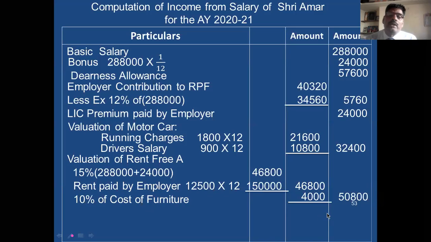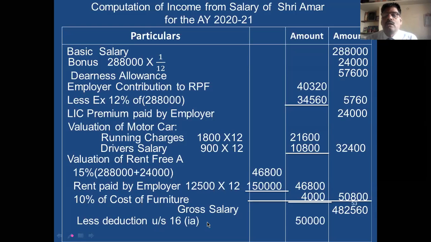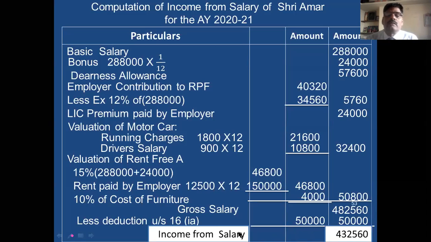Problem completed. You take the total, 4,82,560. This is called gross salary. In the gross salary, you deduct three items under section 16: standard deduction, maximum 50,000; entertainment allowance for the government employee; and professional tax. Out of these three, only one is there, the standard deduction of 50,000. Remaining 4,32,560 is the income from salary. Remember this. Okay, this is enough for today.